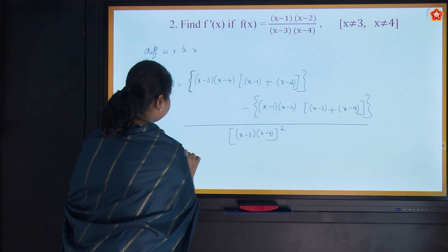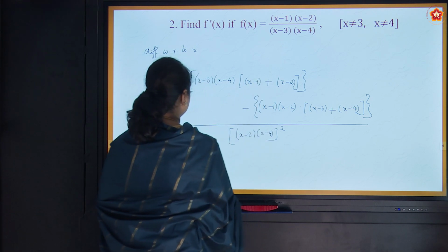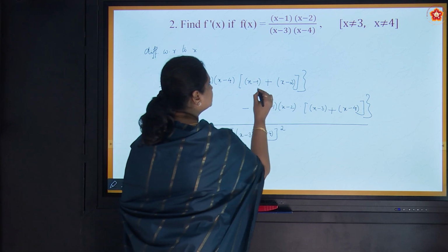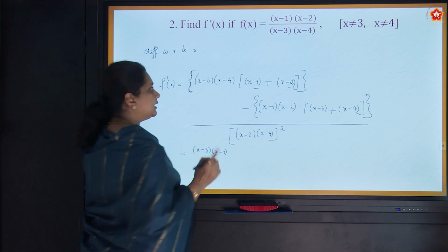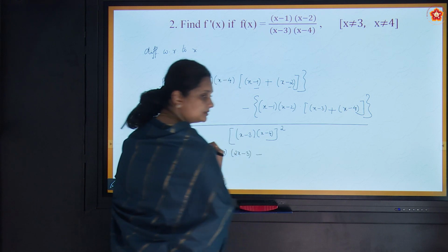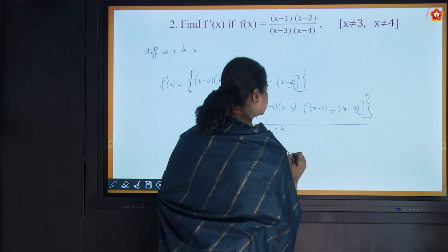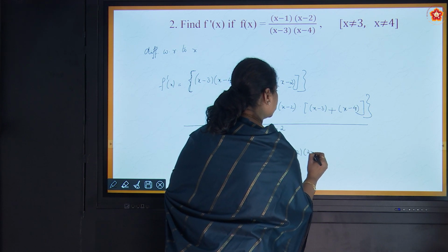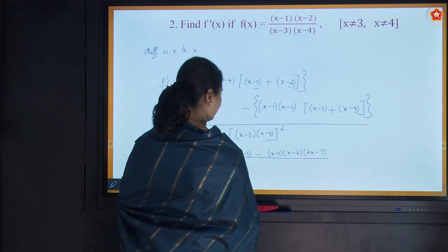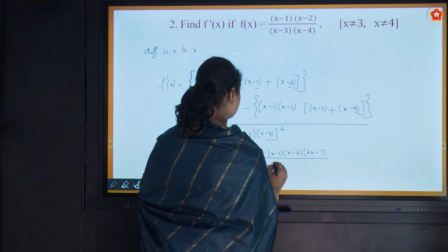So now let's simplify it. Look at this. Here you have x minus 3 into x minus 4 into minus 2 minus 1 is minus 3, x plus x is 2x. 2x minus 3 minus, coming on to this, it's x minus 1 into x minus 2 into 2x minus 7, divided by x minus 3 into x minus 4 the whole square.